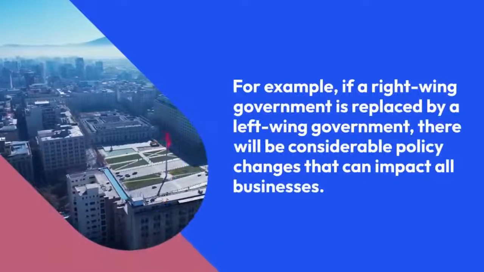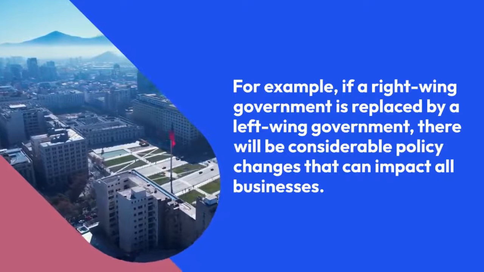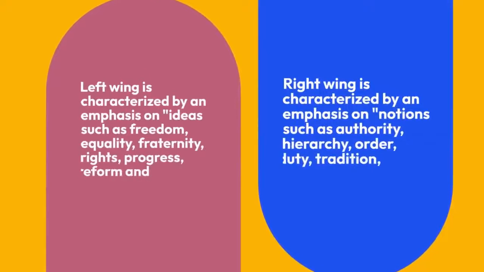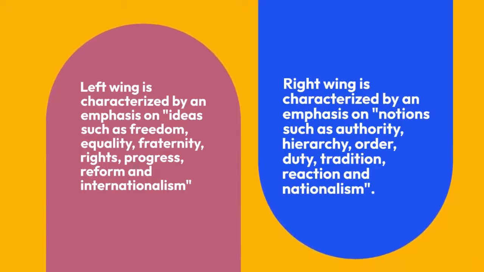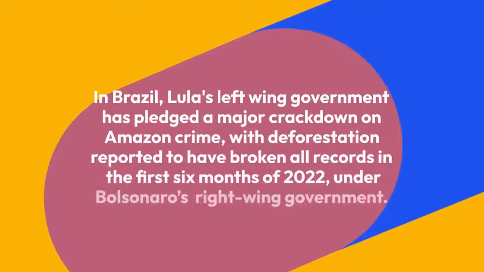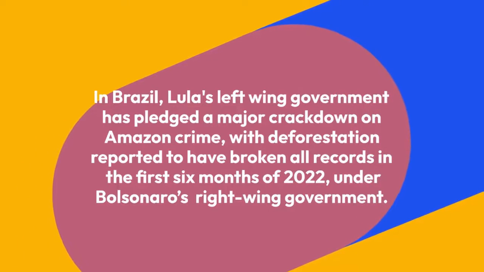For example, if a right-wing government is replaced by a left-wing government, there will be considerable policy changes that can impact all businesses. Typically, the left wing is characterized by an emphasis on ideas such as freedom, equality, fraternity, rights, progress, reform, and internationalism, while the right wing is characterized by an emphasis on notions such as authority, hierarchy, order, duty, tradition, reaction, and nationalism. In Brazil, Lula's left-wing government has pledged a major crackdown on Amazon crime, with deforestation reported to have broken all records in the first 6 months of 2022 under Bolsonaro's right-wing government.